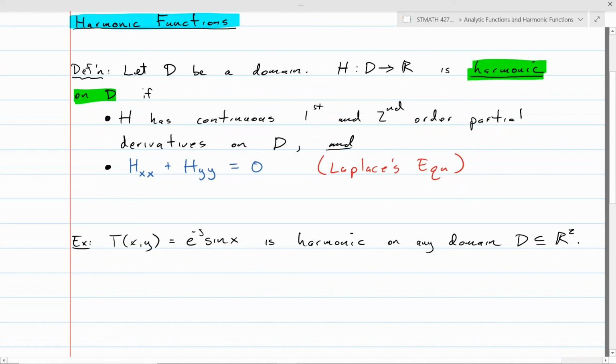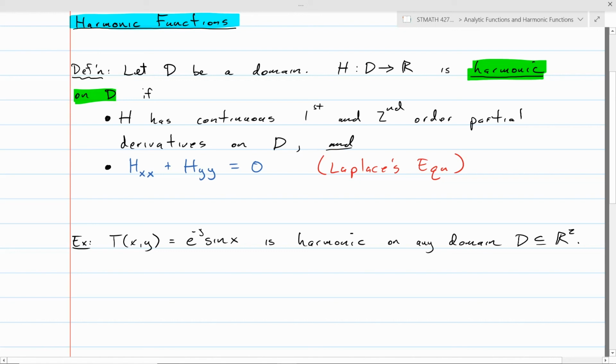So if you think about the function evolving over time, it's not changing. You might think about some sort of electrical current happening over a two-dimensional plate, a two-dimensional domain. Maybe it's in some state of flux where the charges are changing rapidly. Then that would be an example where Laplace's equation is not satisfied.